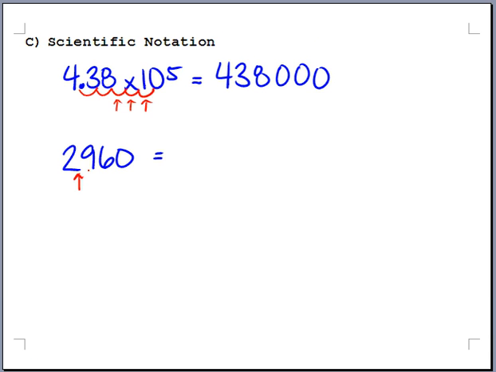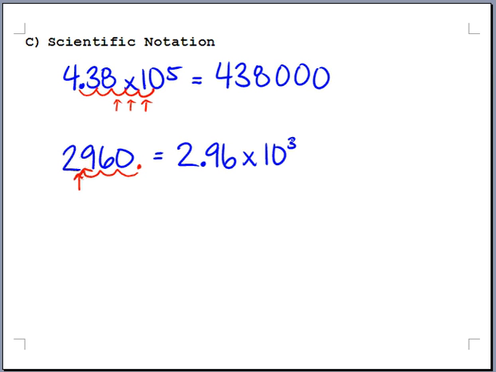Oops, sorry, I touched the screen there. So that is 1, 2, 3 moves to get it between the 2 and the 9. So we're going to write this as 2.96. I don't really need to worry about putting the zeros in there. And that's times 10 to the, we moved 3 spots, so 10 to the 3. So that's working with big numbers.